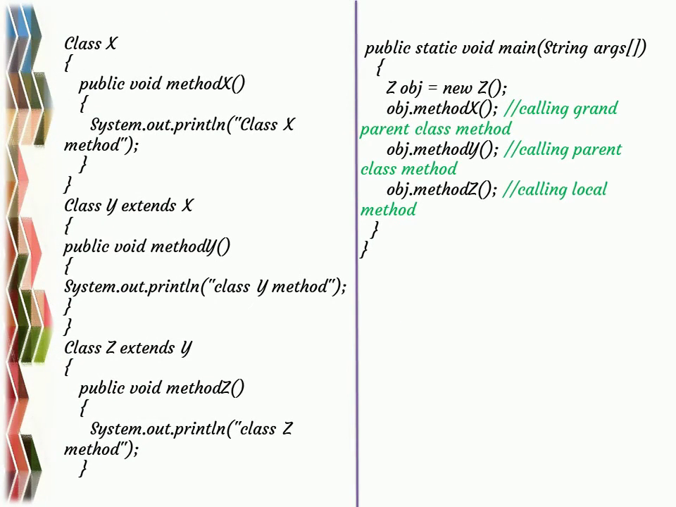We'll see a program here. Look at class X. We have a method X, class Y has a method Y, and class Z also has a method Z. Look at the main method. In the main method, we are creating an object for Z, and the object of the Z class simply calls method X, method Y, and method Z. So this program will execute all the println statements. It means you are deriving all the base class and superclass print statements.